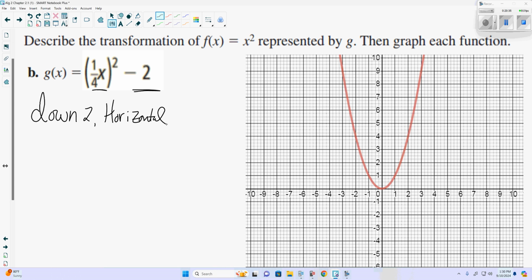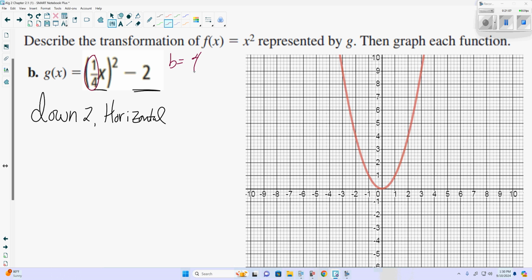Now the 1/4 inside parentheses being multiplied by that x tells us it's a horizontal stretch or shrink. But before we can even determine if it's a stretch or shrink, we have to take that 1/4, that value for the horizontal stretch or shrink, and flip it. So what happens when we flip 1/4? We get 4 over 1 or just 4, yes? Questions on that there? Now once we get that 4, we can put it together with our stretch or shrink.